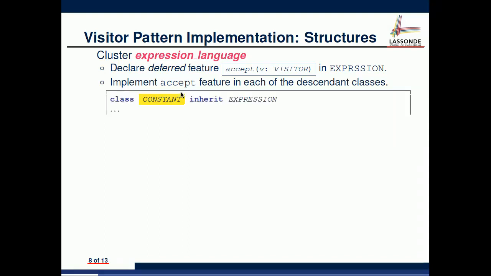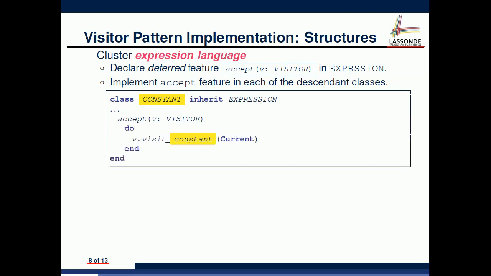Now, basically, we have the constant. The constant directly inherits expression. Then we've got the accept, and this is the interesting bit. The way you implement the accept is very standard, which means you don't have much freedom. Look at that line. In order to define accept for constant, we simply say v, which is the argument visitor over there, dot visit constant, and then current.